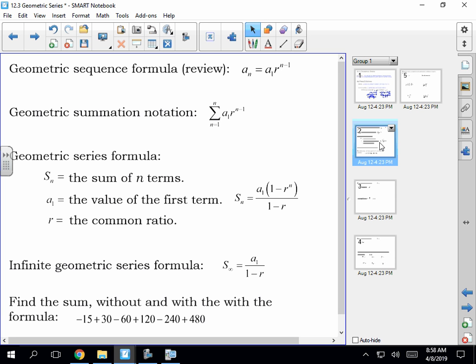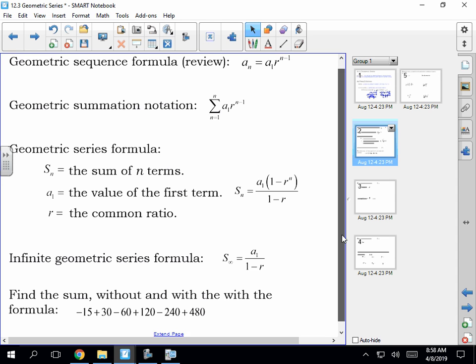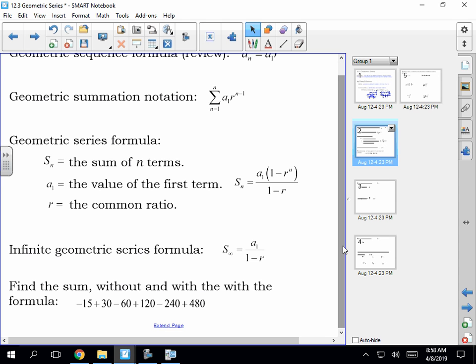And the geometric series formula will give us the sum of the first n terms of a finite series. It's a sub 1 times 1 minus r to the n over 1 minus r. So you need to know r, the number of terms, and the first term. And when the geometric series converges, you can use this infinite geometric series formula to find the sum of all the terms. It's a sub 1 over 1 minus r.